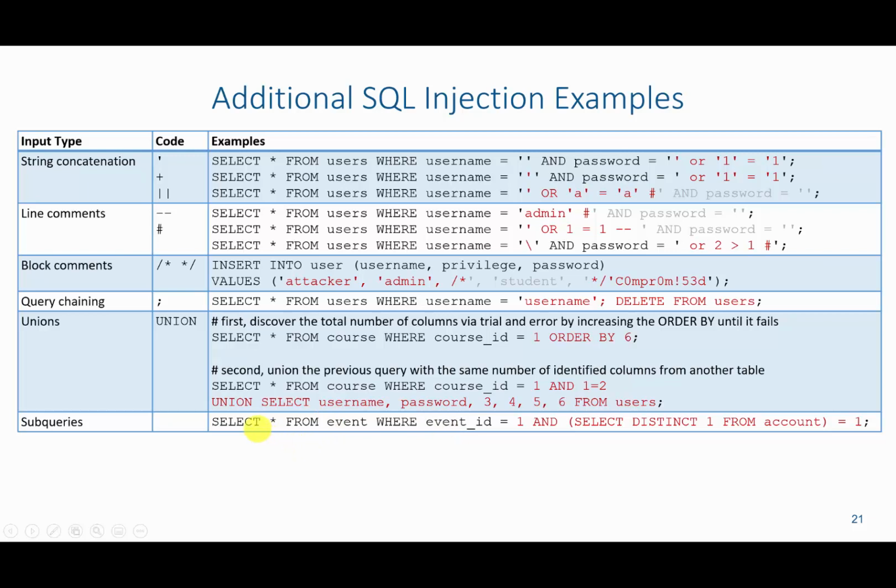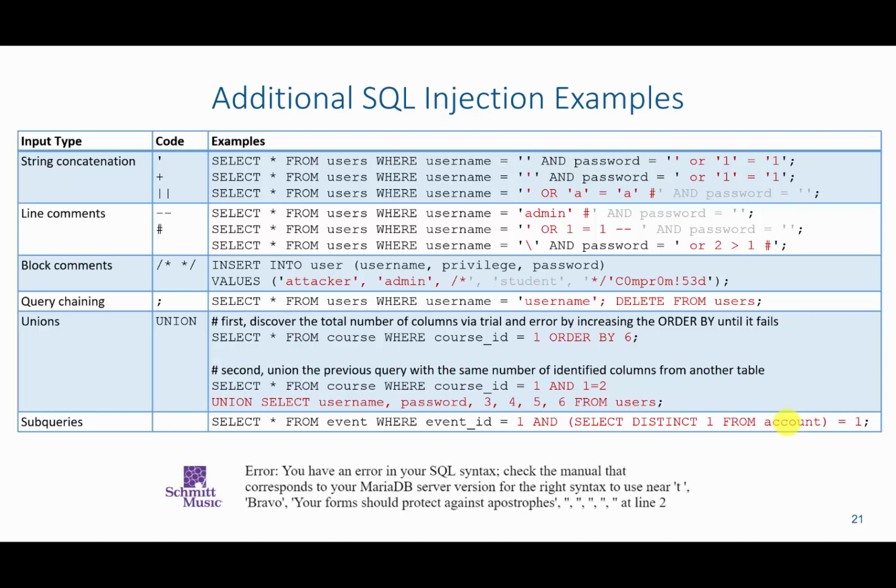This last one is a subquery where we're going to select star from event where event ID equals 1. Then we have a subquery here. What this subquery is going to do is get one value from account, and if that's equal to 1, then we know that the account table exists. So this could be used to figure out what tables exist inside of our database.